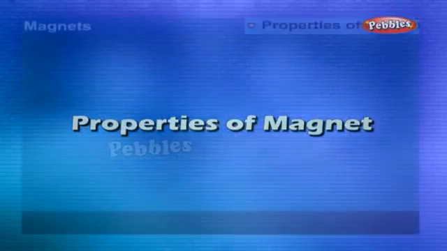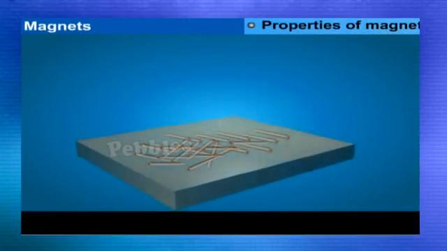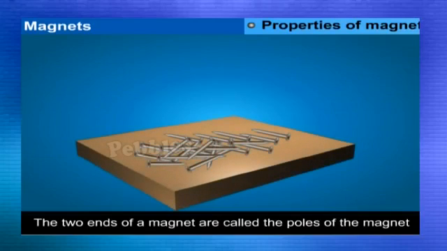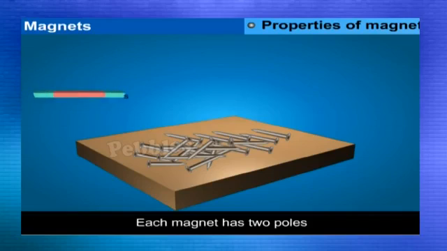Properties of magnets. Poles of a magnet. The two ends of a magnet where the magnetic force is greatest are called the poles of the magnet. Each magnet has two poles.